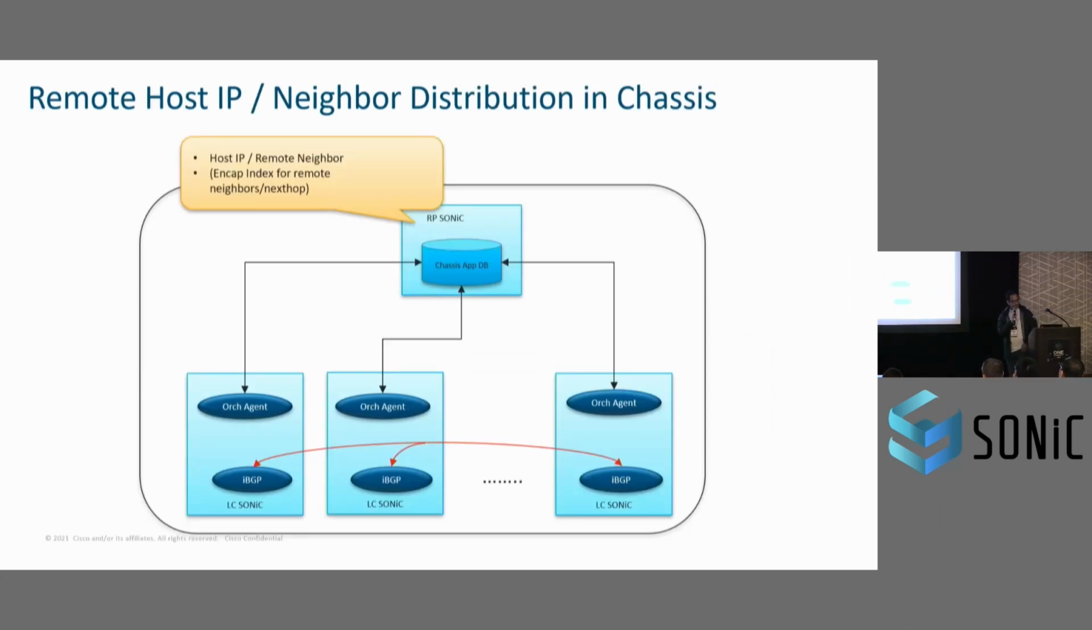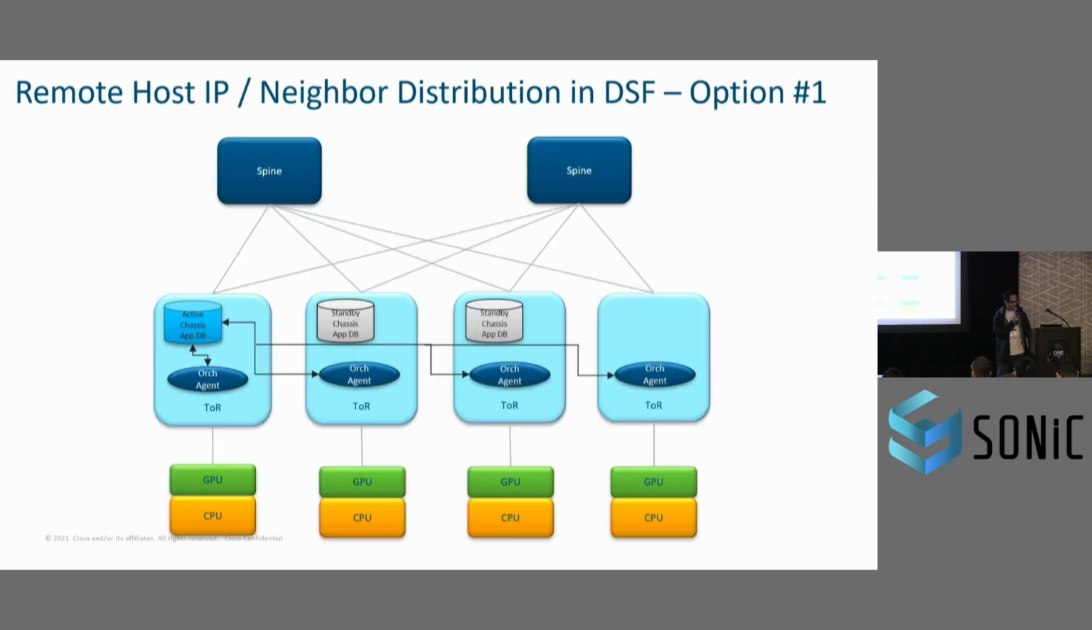Now, for the remote host IP distribution, this is where each of the CPU port's IP address is known to all the other top of the racks. As an example, in a chassis-based model, we would use the chassis DB for that. In fact, that's how the remote neighbor distribution and the next hop distribution is done today. In the case of a disaggregated environment, if you want to completely eliminate the centralized models, there are a couple of options that we have been discussing in general, and obviously as a community we need to evaluate the pros and cons of these options and figure out which ones make sense.